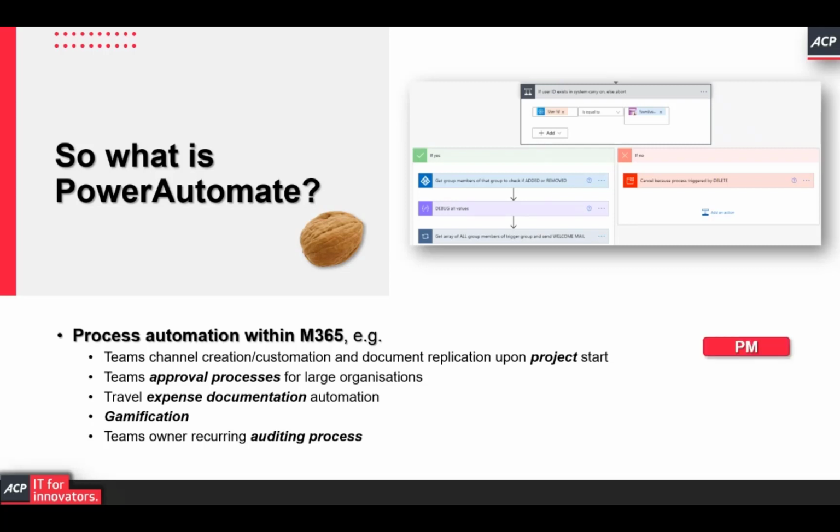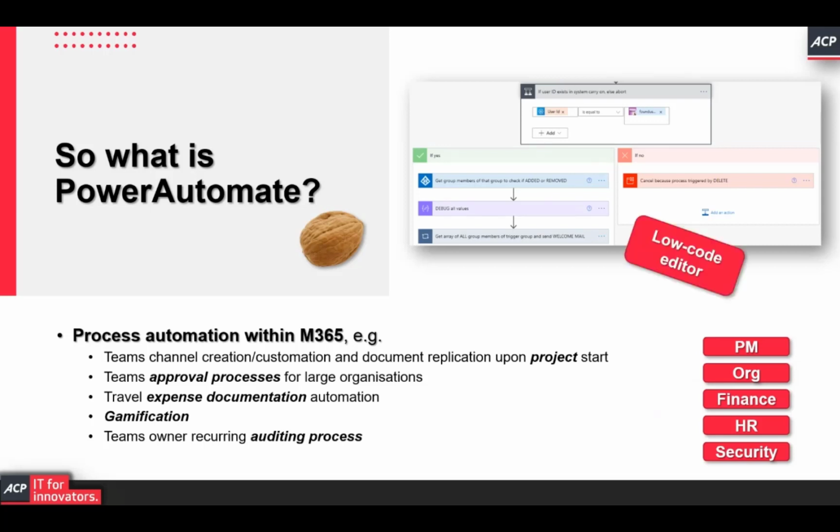The first one would be project management related. The second one would be org related, and then we have finance topics, HR topics, security topics, and so on and so forth. So you can see that with Power Automate, you can do so many things. They are not just for one or a different topic, they're pretty much for everything. And it's just for you to find out what you need to do and how you're going to do it. And as you can see up here, there's a screenshot from this. So Power Automate is in a sense a low-code editor, but has a few tricks up its sleeve to make more out of it.